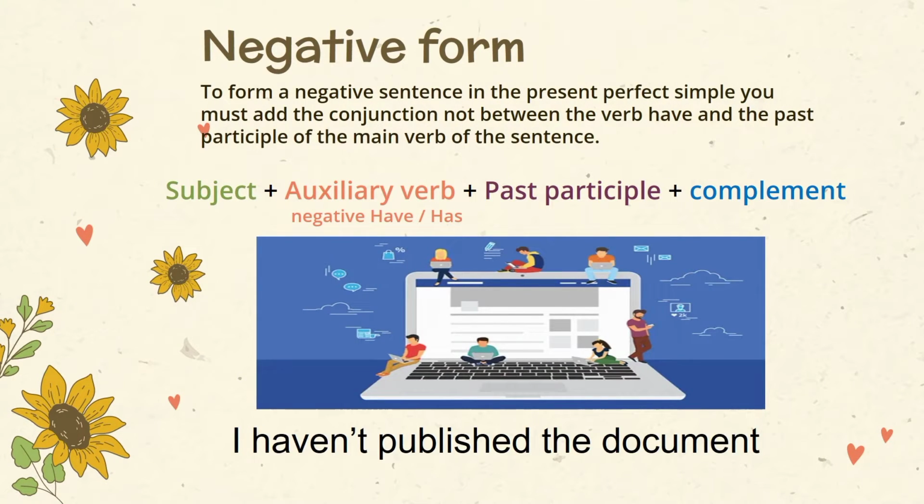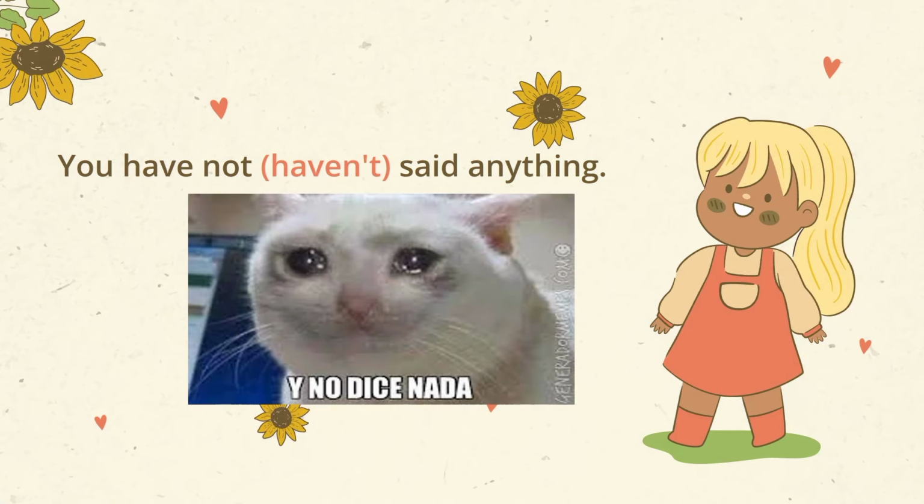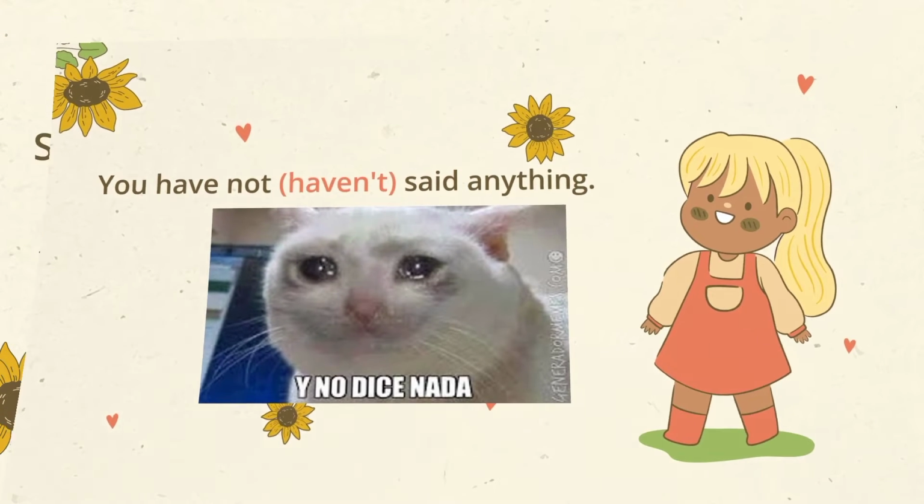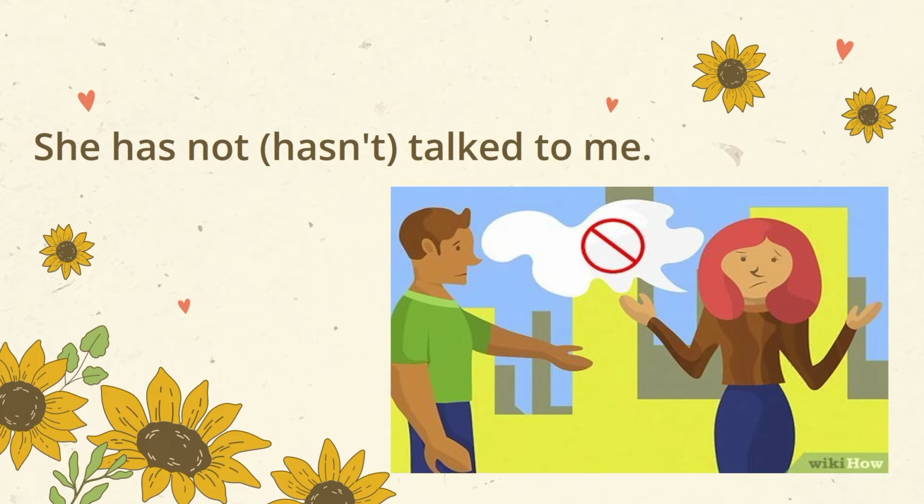Negative form. To form a negative sentence in the present perfect simple, you must add the negation to the conjugation of the verb have and the past participle of the main verb of the sentence. Its structure is subject, auxiliary verb in negative have or has, past participle, and complement. Example: I haven't pushed the document. Example 2: You have not or haven't said anything. Example 3: She has not or hasn't talked to me.